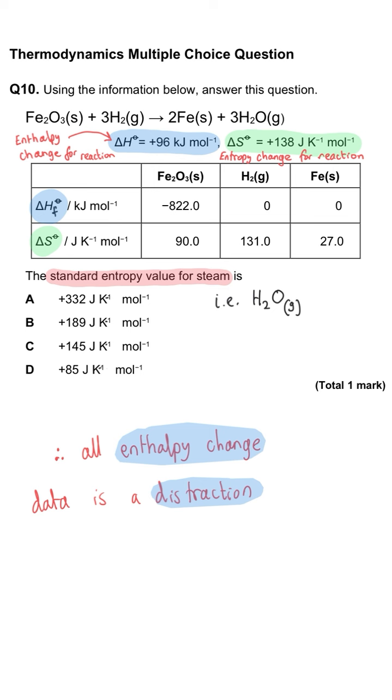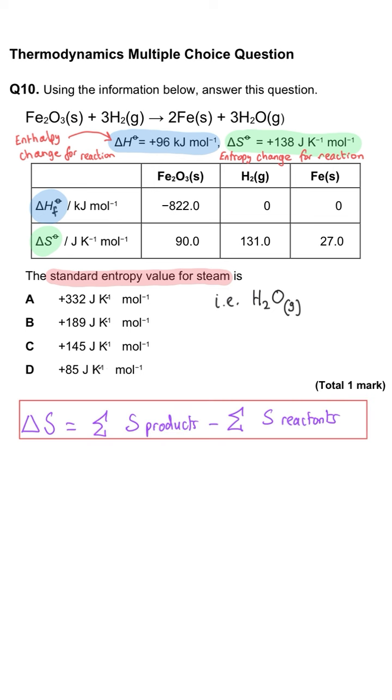So the entropy change can be calculated by taking the entropy of the products and adding all those together, and then subtracting the sum of the entropies of the reactants. For our products, we've got 2 lots of iron, which is 27, and we've got 3 lots of water, which is our unknown. So I'm just going to call that W for water. And then the reactants, we've got 1 lot of iron oxide, which is 90, and we've got 3 lots of hydrogen, so 3 lots of 131.